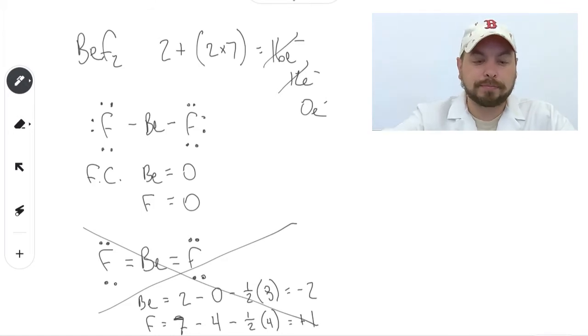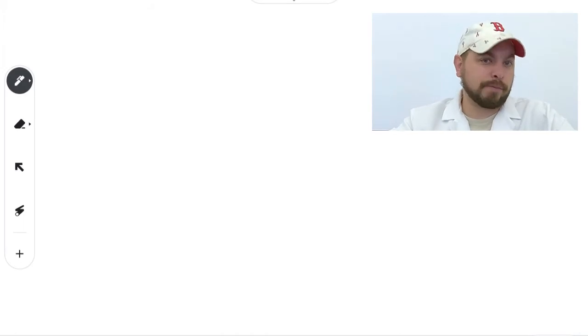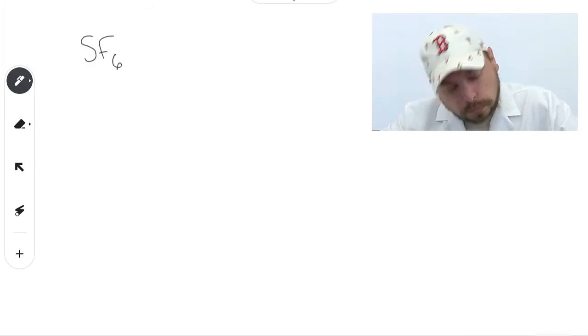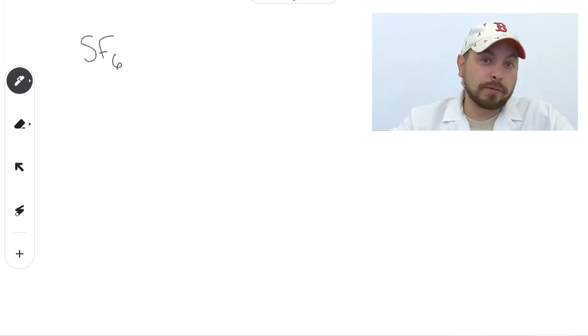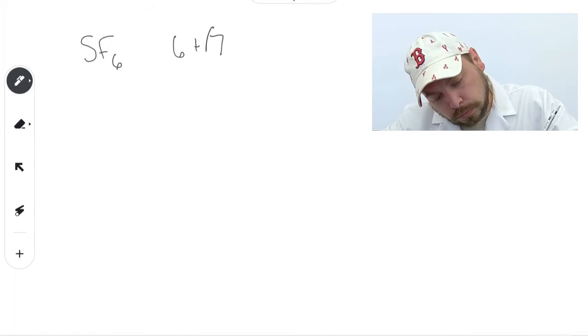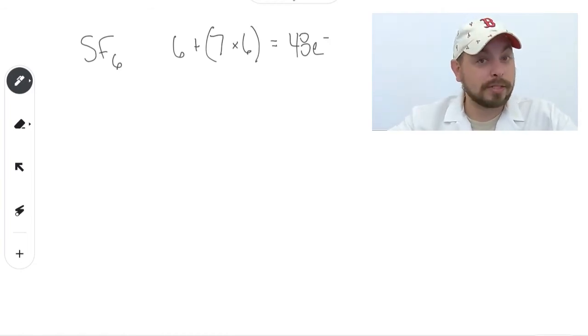Let's look at another example. In this case, we're going to look at a different type of valence shell, and this is going to be something called valence shell expansion. We're going to use the molecule sulfur hexafluoride as our example. Sulfur hexafluoride. Sulfur has 6 valence electrons. Each fluorine has 7 valence electrons. That means we have to account for 48 valence electrons. It's going to take some time, but we still can do it.